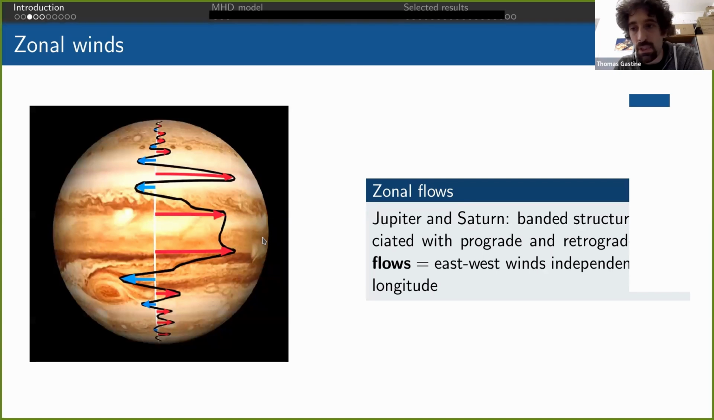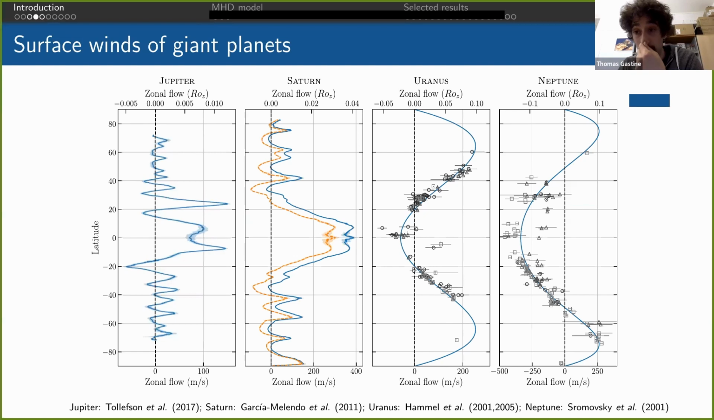Now if you proceed to cloud tracking and accumulate statistics on the clouds, you're able to build some mean profile of the surface zonal winds for the 4 giant planets of our solar system. And that's what's shown here. On the y-axis, you have latitude, and on the x-axis, you have the zonal flow amplitude in meters per second for the 4 giant planets.